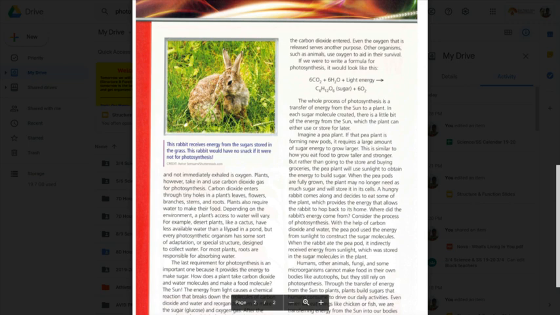A hungry rabbit comes along and decides to eat some of the plant, which provides the energy that allows the rabbit to hop back to its home. Where did the rabbit's energy come from? Consider the process of photosynthesis. With the help of carbon dioxide and water, the pea pod used the energy from the sunlight to construct the sugar molecules. When a rabbit ate the pea pod, it indirectly received energy from the sunlight, which is stored in the sugar molecules in the plant.